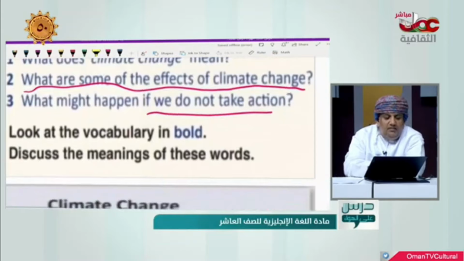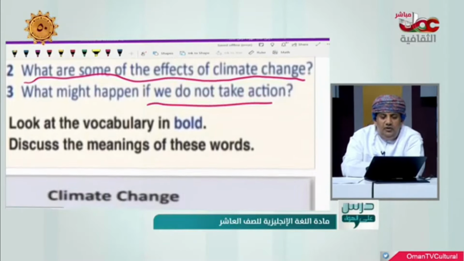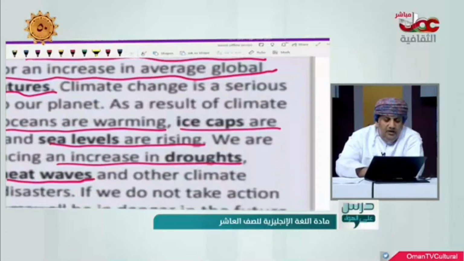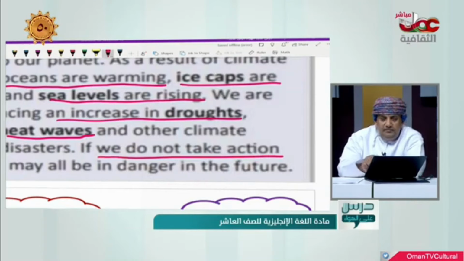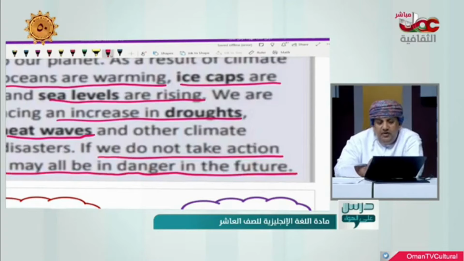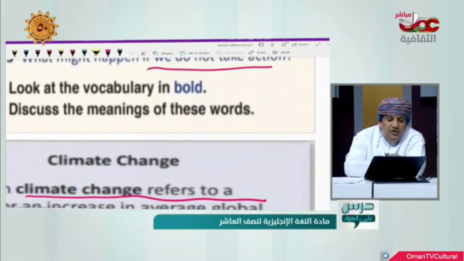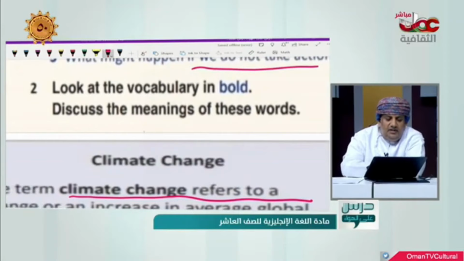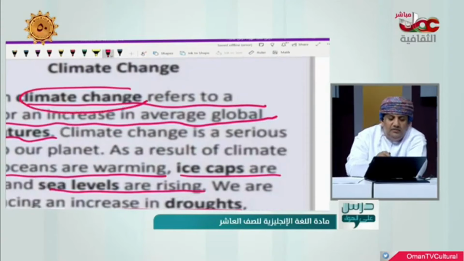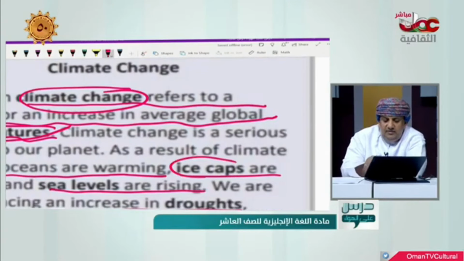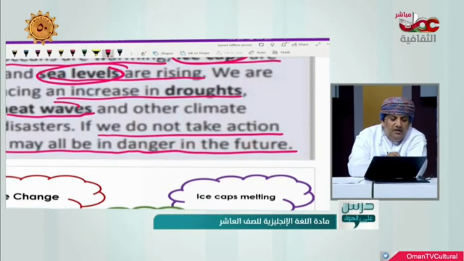Question number 3. What might happen if we do not take an action? The answer is the last sentence, I think. If we do not take an action, we may be in danger in the future. So the second question here, look at the vocabulary in bold, discuss the meaning of these words. So we have here climate change, temperatures, threat, ice caps, sea level, and floods, heat waves.